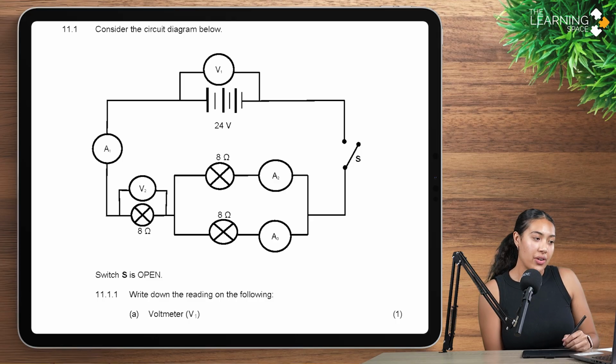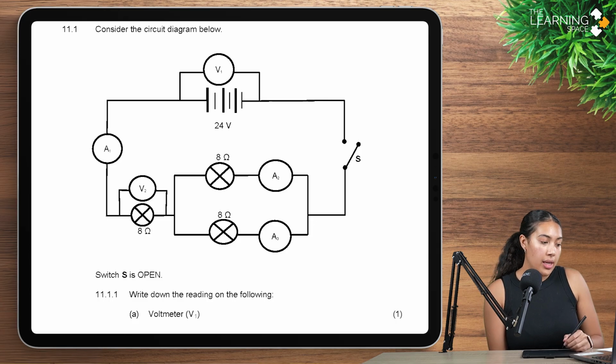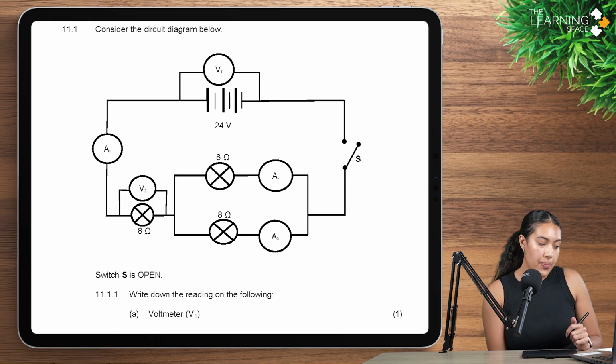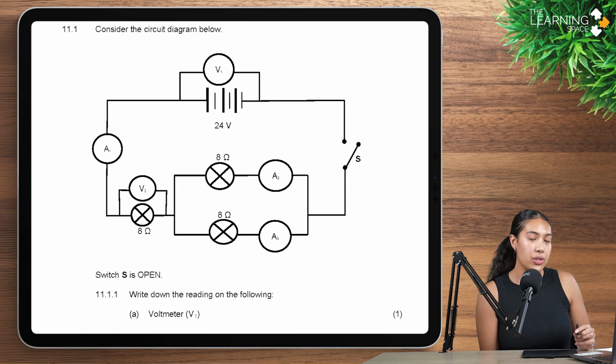Let's jump right in. Here you can see we have a circuit diagram where the total voltage of the circuit is 24 volts. The switch is open, and in the circuit we have a bunch of resistors. We have two resistors that are connected in parallel and another resistor that is connected in series, as well as an ammeter that is connected in series. Because the switch is open, there is no electricity passing through the circuit right now. So let's jump into the question.